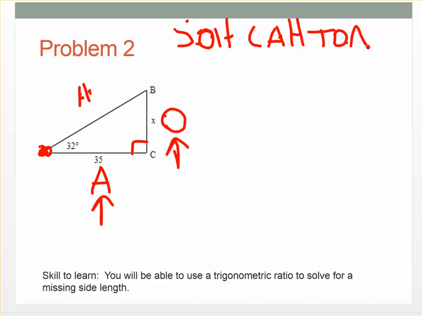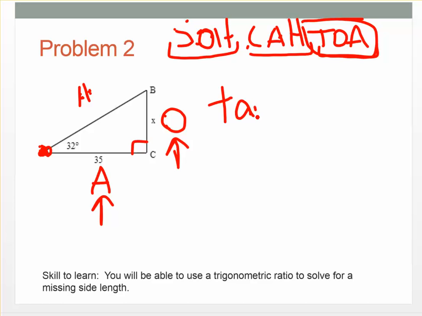SOHCAHTOA. Okay, and I'm going to look which of these does not involve the H. And hopefully you're saying, Miss Kreider, it's the tangent, because that's the one we're going to use. We have the tangent ratio involving the side that we need and the side that we have. So we're going to set it up like this. The tangent of our 32-degree angle equals the opposite, which is x, divided by the adjacent, which is 35.